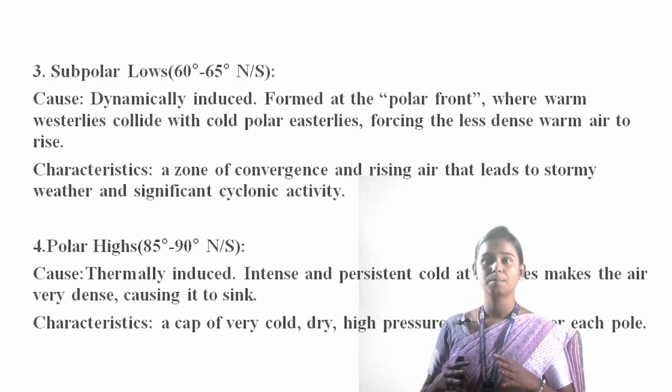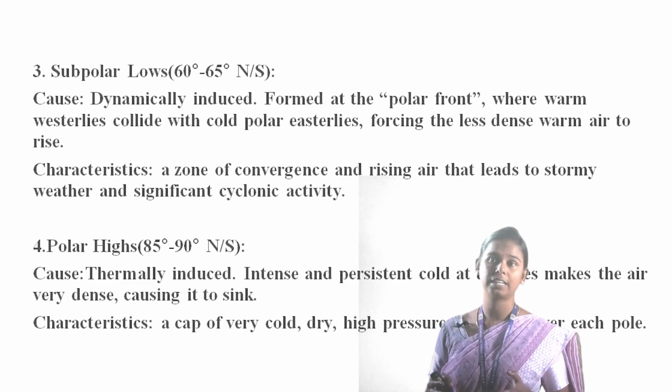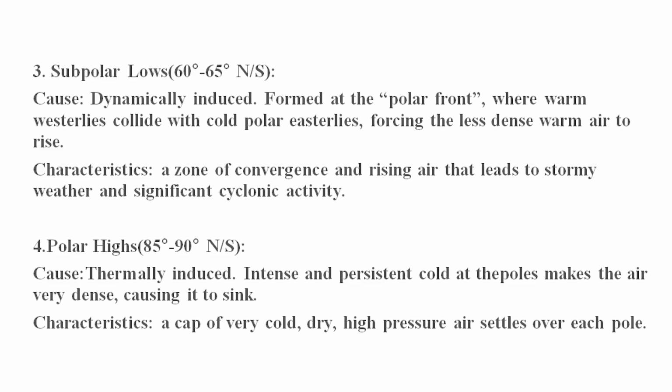Okay, the final one is the polar highs. It's located from 85° latitude to 90° latitude, north and south regions. So what are the causes? Thermally induced: intense and persistent cold at the poles makes the air very dense, causing it to sink. Characteristics: a cap of very cold, dry, high pressure settles over each pole.